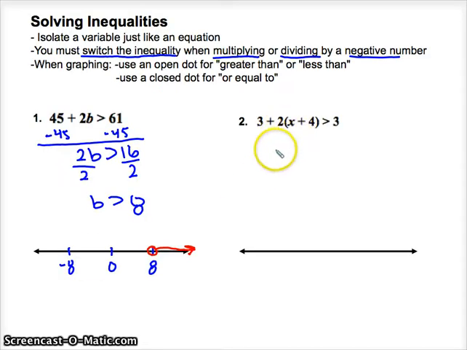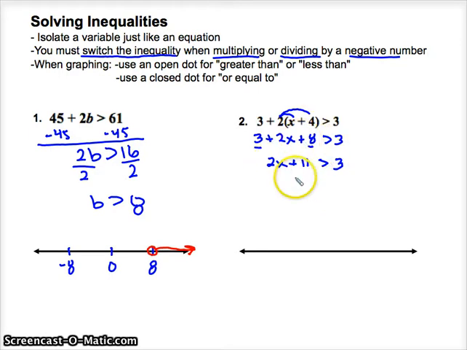Before I can begin solving, I need to simplify. I need to use the distributive property. So I'll multiply 2 times x and 2 times 4. Let's rewrite this after I distribute. 3 plus 2x plus 8 is greater than 3. Now I combine my like terms. 3 and 8 are both constants, so 2x plus 11 is greater than 3.